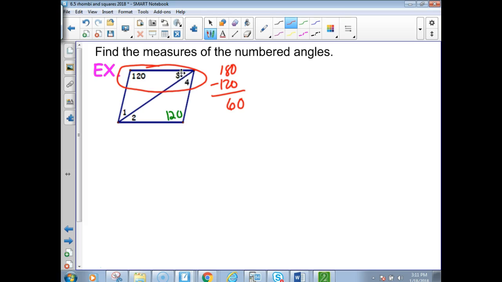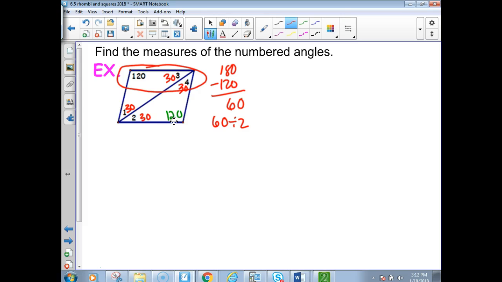But that's for this whole angle. So what do we got to do to the 60? Excellent. Divide it by 2. Okay. So that means all of these are 30. Every one of them. Okay. So if that's how you were thinking, that works out perfectly. It's not the only way to get it though.